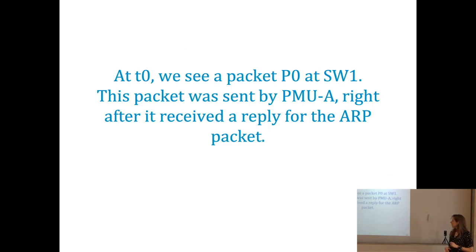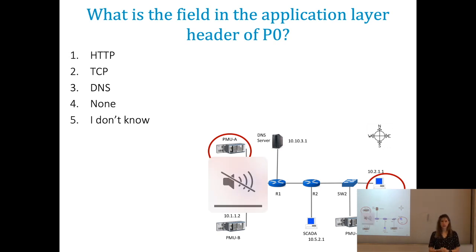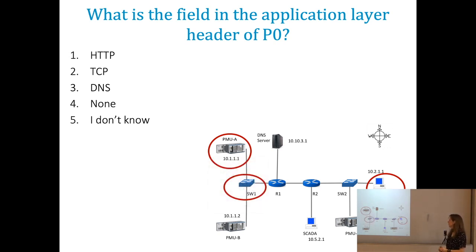Now, let's say that this packet... Okay, so now we sent the ARP request. We received the ARP answer, so we know the MAC addresses of the people in the local area network. And PMUA sends another message. So what do you think will be the field in the application layer header of this packet if it is intercepted at switch 1? Do you think it's HTTP, TCP, or DNS?